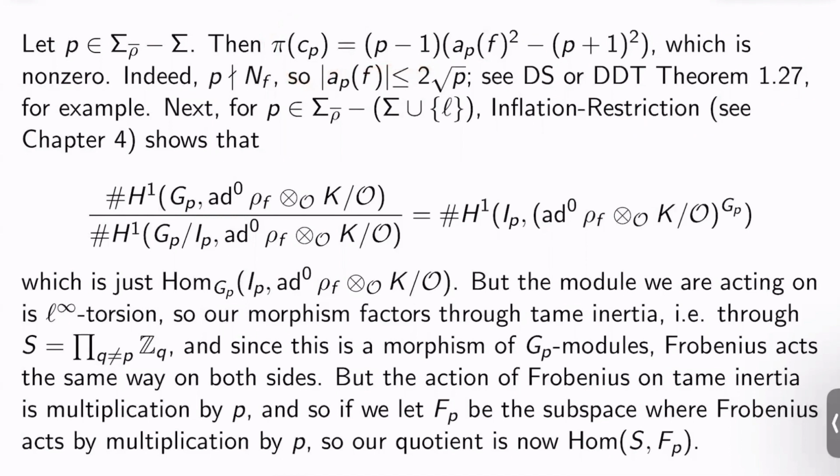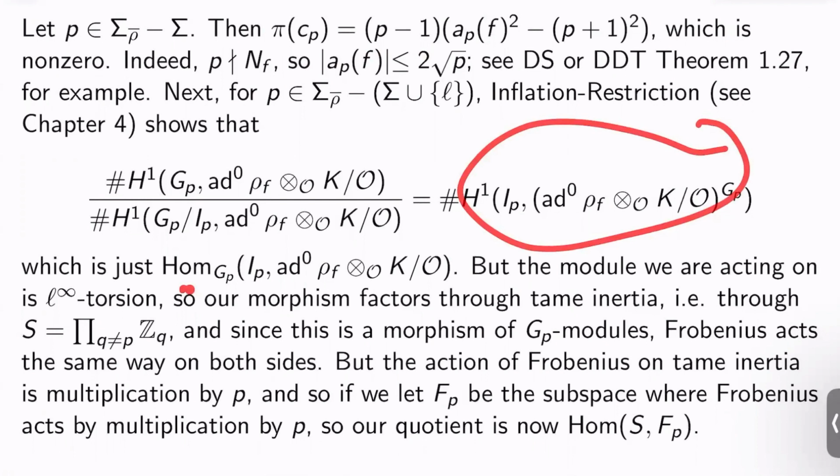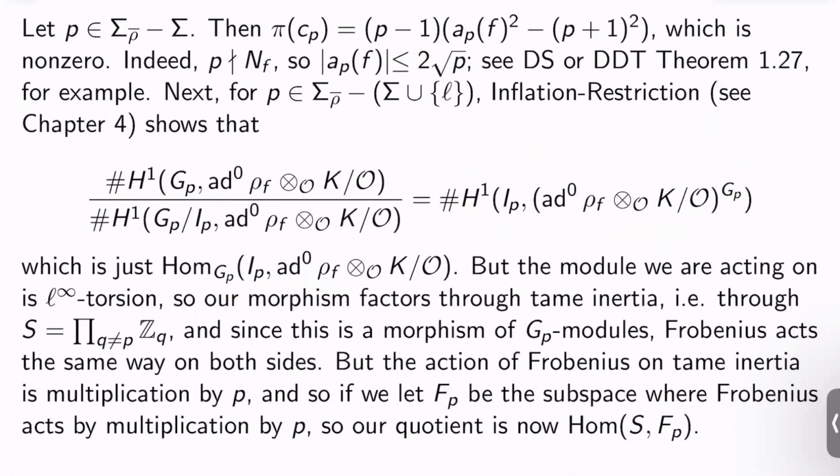Okay. Next, if P is in sigma rho bar minus sigma and not equal to L, then by inflation restriction, which is a concept covered in chapter 4 of this playlist, you see that H1 of GP divided by H1 of GP mod IP is nothing but H1 of IP, although you have to put GP invariance on the space you're acting on, of course. Okay. But this action here is trivial. And so from chapter 4, again, we know that H1 when the action is trivial is just Hom, right? So this guy is actually just Hom GP of IP, ad 0 rho F tensor K mod O.